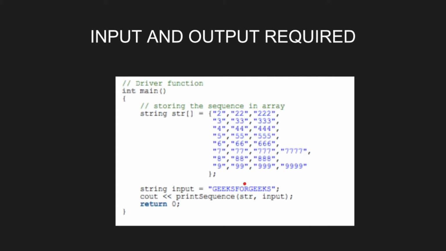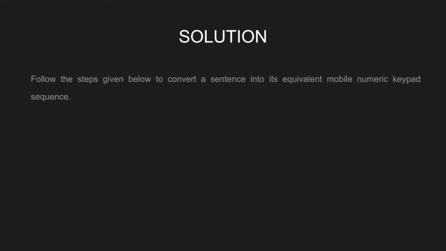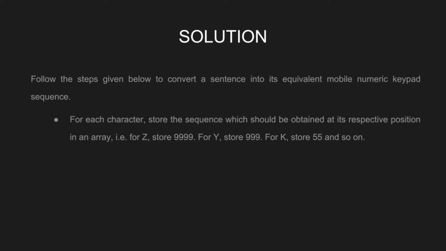Note that the input we will give to our function is the input string and an array of size 26 which stores the sequence of numbers pressed corresponding to each alphabet. Follow the steps given below to convert a sentence into its equivalent mobile numeric keypad sequence. For each character, store the sequence which should be obtained at its respective position in an array. That is, for Z, store 9999, for Y, store 999, for K, store 55, and so on.